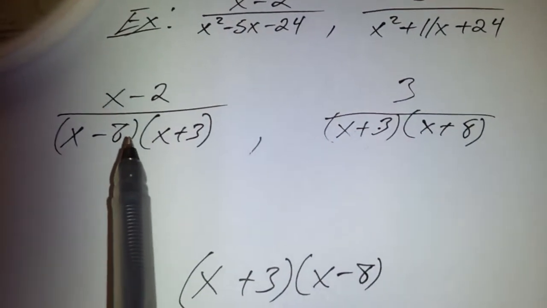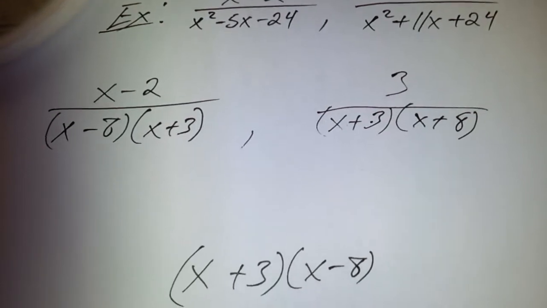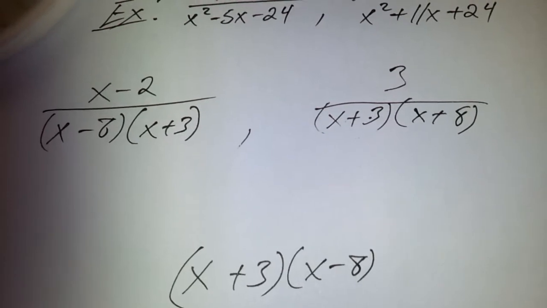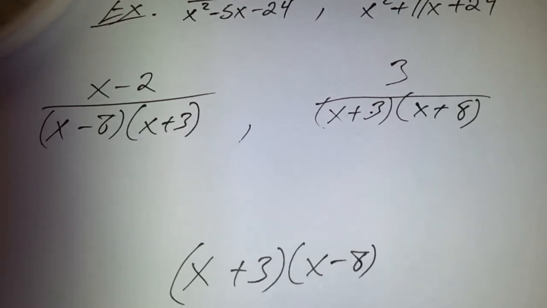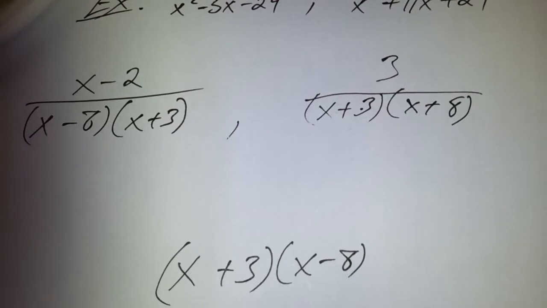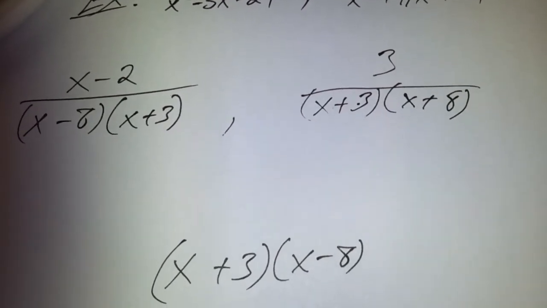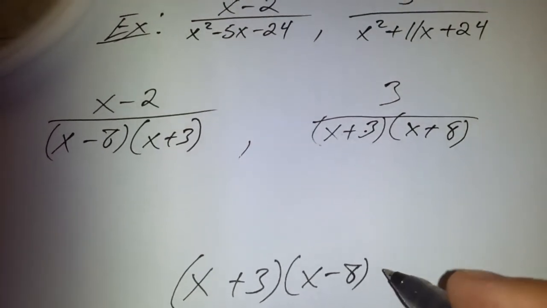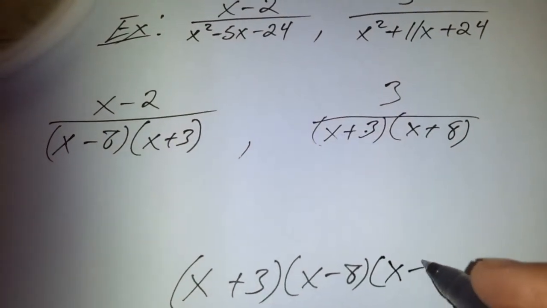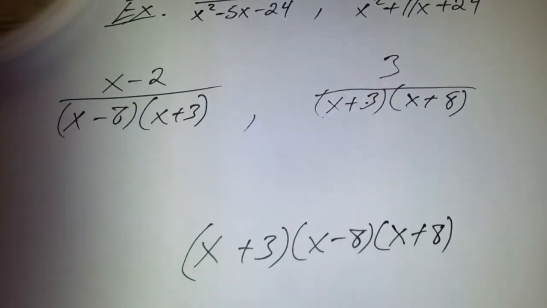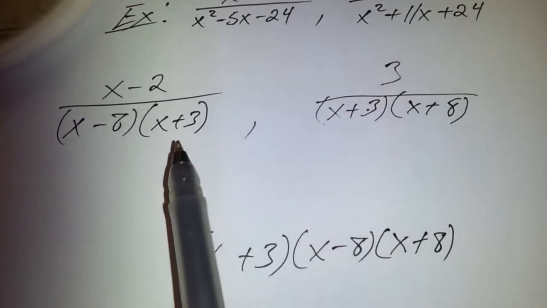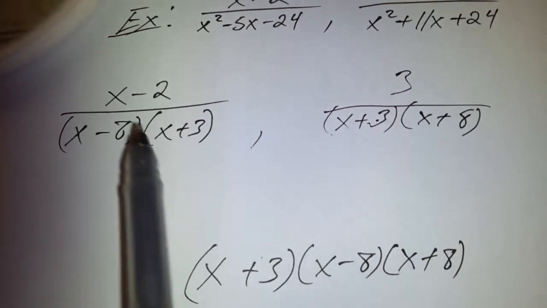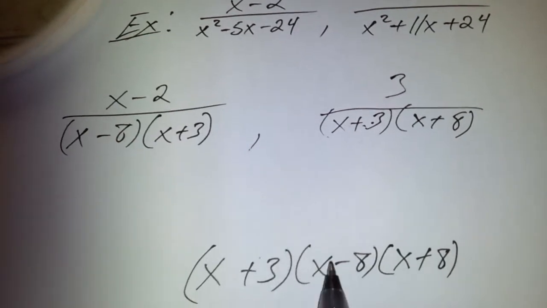Now we have taken care of each factor of the first expression. So we move to the second expression. Do we have all of the factors of the denominator of the second rational expression? We do not yet. Which one are we missing? We are missing x plus 8. So we just tag that along. And now we have each part of the factors. We have what was in common, which was x plus 3, and then what was not, x minus 8 and x plus 8.